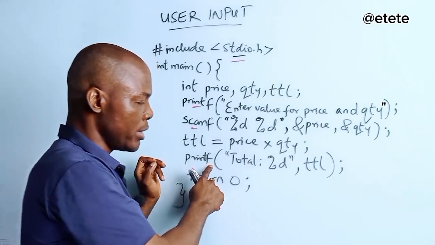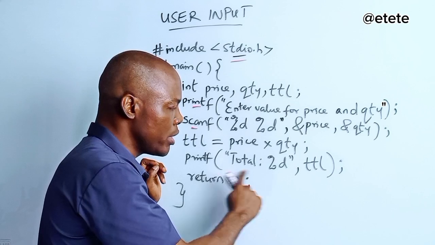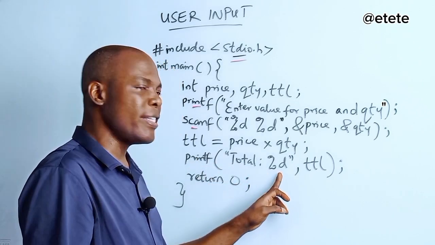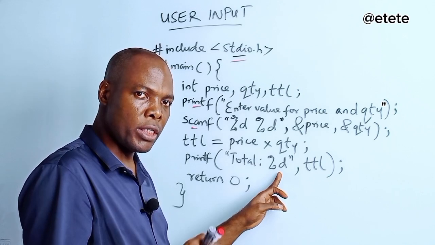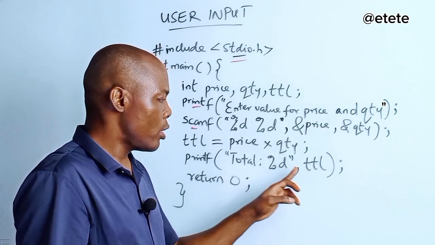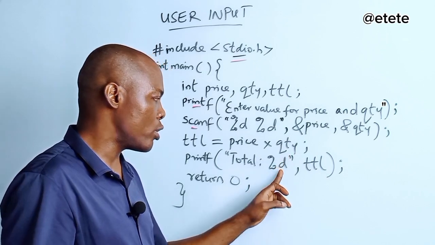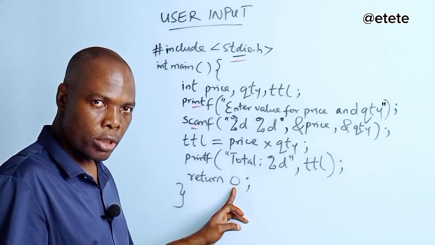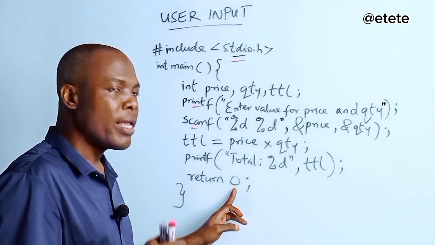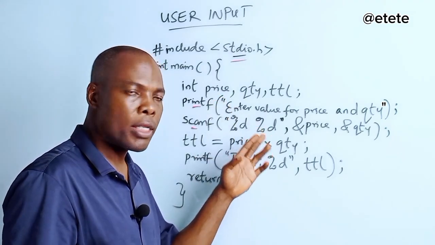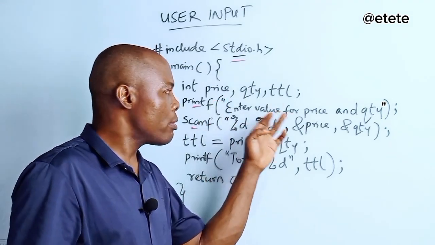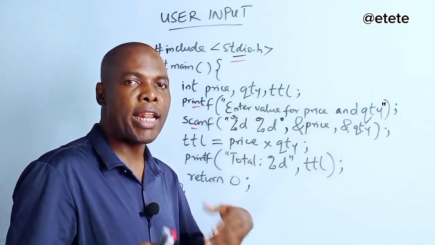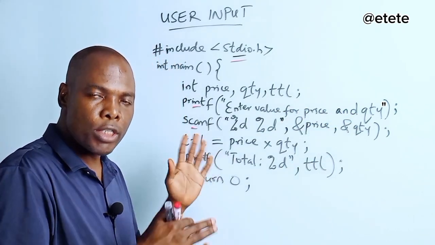Then it will come to this printf. It will print total, which is a string literal. And this place is expecting a value, which is an integer value. So the value of this TTL is what is going to be stored here. So it will print out the same thing on the screen. Then it will return to the operating system, right? Now, when I execute this program again, it will print out this on the screen again, and then I will enter another value. So that is what it's going to do.